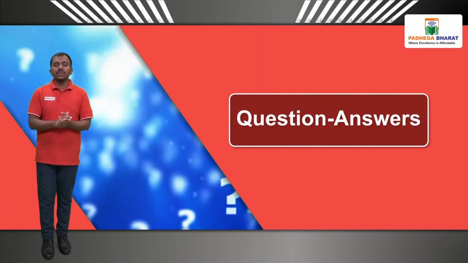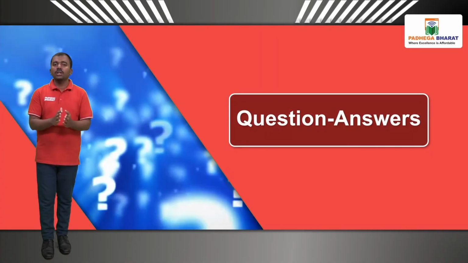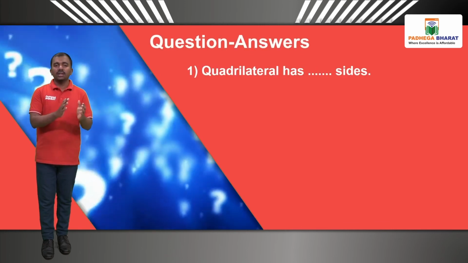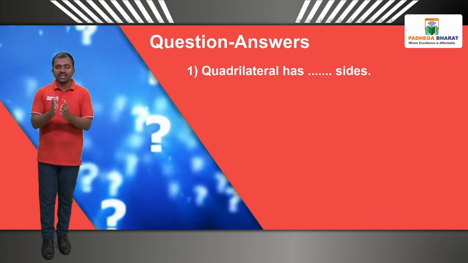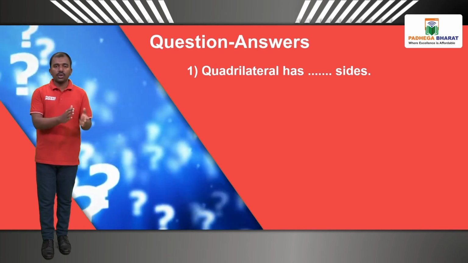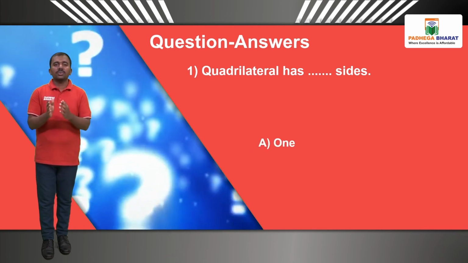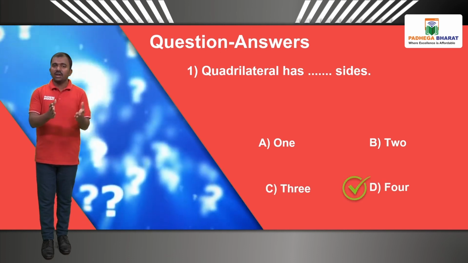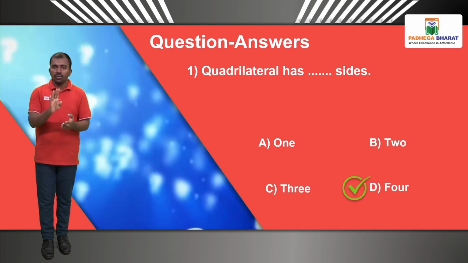But let me make sure that you understood the concept very well through some MCQs. Now here is your first question: a quadrilateral has dash sides. Here are your options: option A, option B, option C and option D. Yes, you are correct. The quadrilateral has four sides.